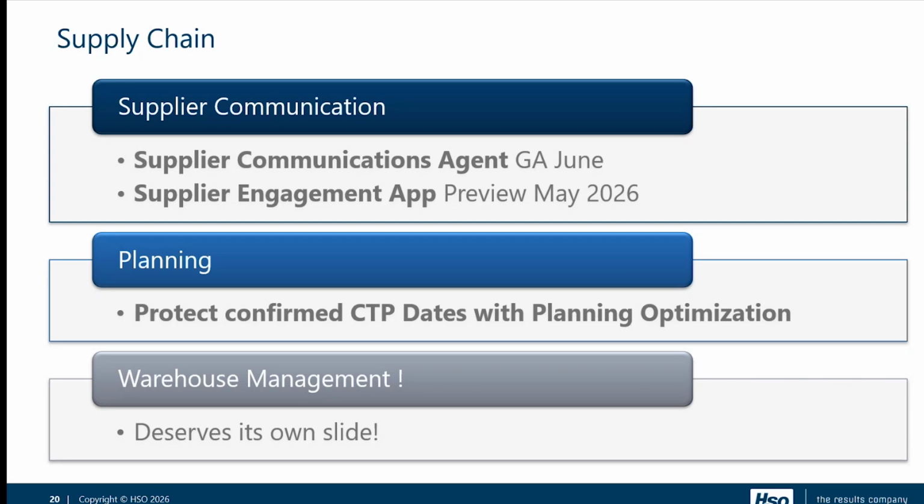CTP, capable to promise in planning optimization. It's a new high-performance planning engine for D365 planning optimization, replaced master planning. Some of you may still be on master planning, but not many of you.